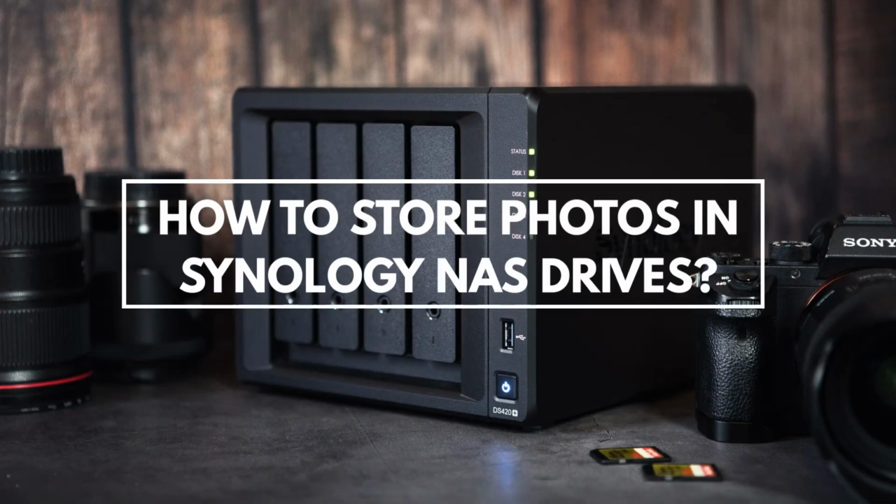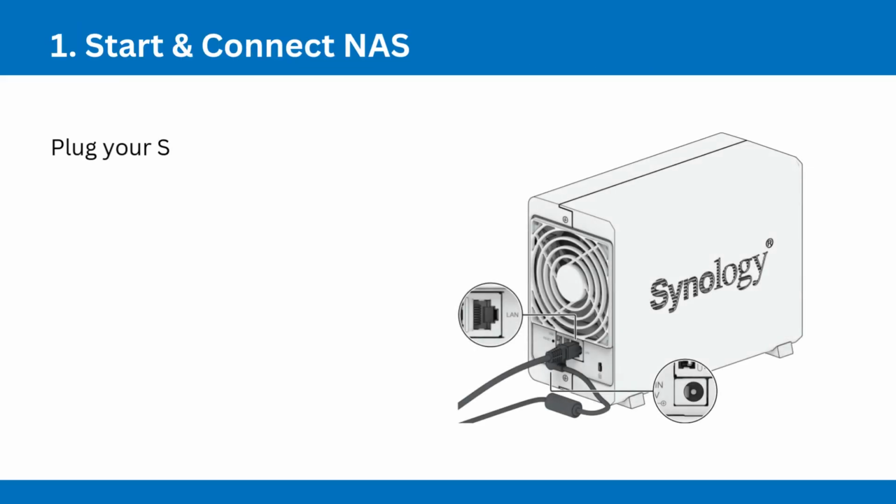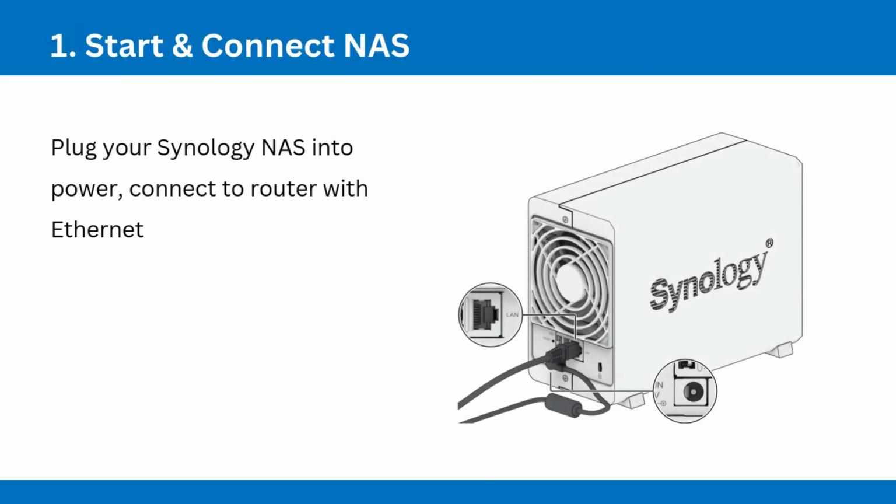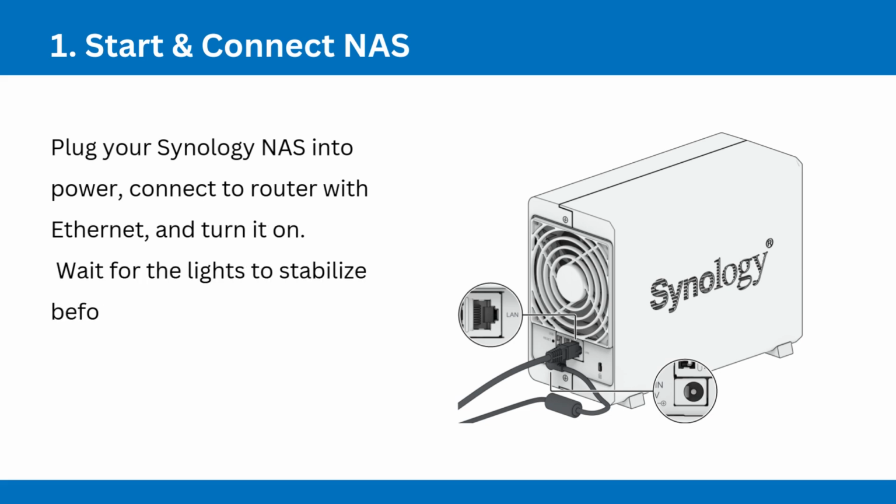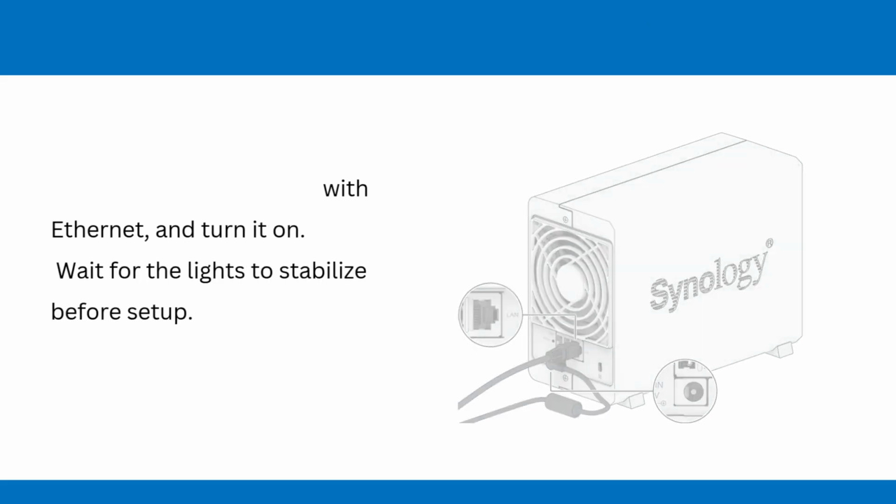How to store photos in Synology NAS drives. 1. Start and connect NAS. Plug your Synology NAS into power, connect to router with Ethernet, and turn it on. Wait for the lights to stabilize before setup.